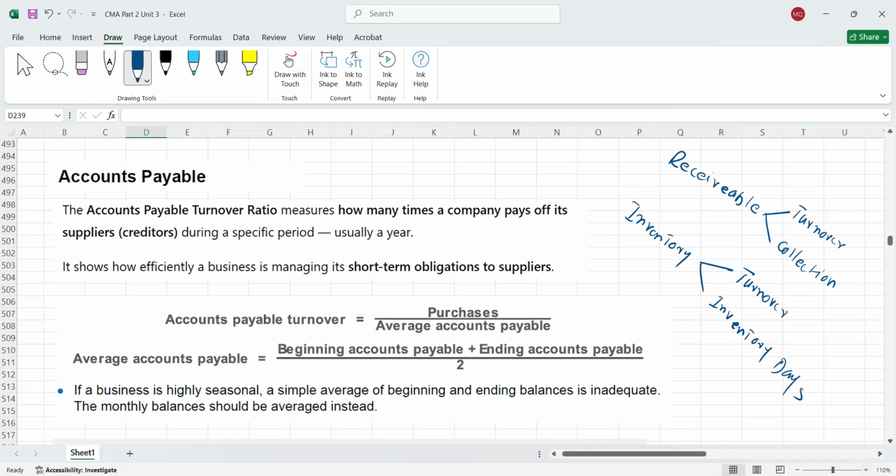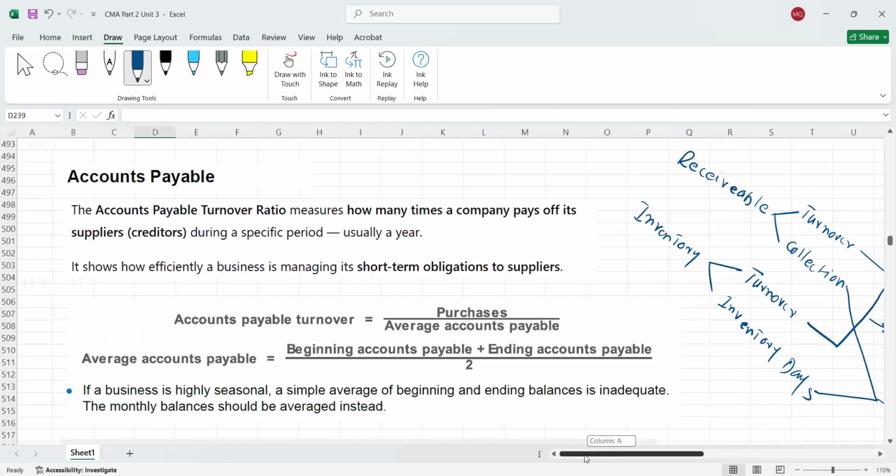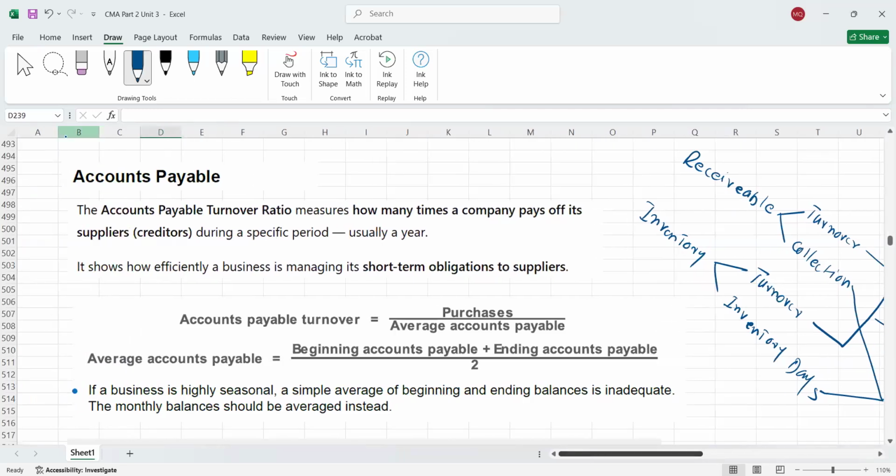And remember always, make a rule of thumb. Turnover will always give you answer in times, even if it is receivables or inventory or even payables turnover. So collection period will always give you answer in days, or inventory days will give you answer in days definitely, or weeks. Now we are talking about the third thing, that's the payable. Again, accounts payable we are dealing with. So accounts payable, again, we will talk about two ratios.